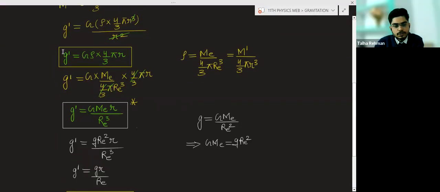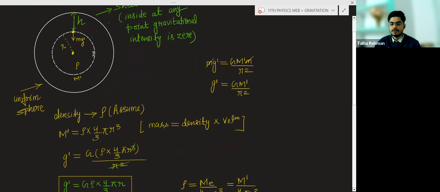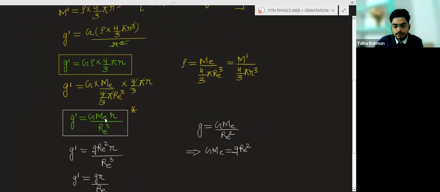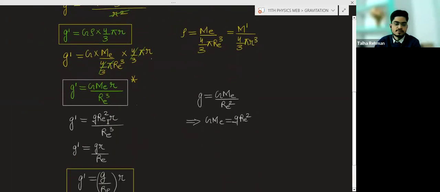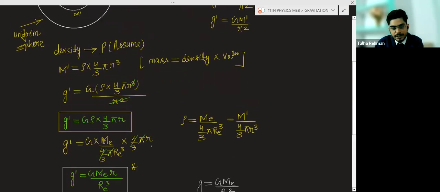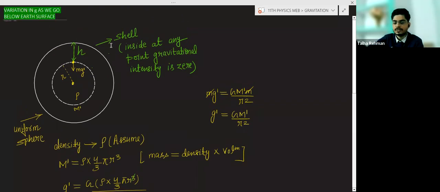Now what we have done, we get the value of acceleration due to gravity at a distance r from the center of the earth. This r is from the center of the earth. Here we get this value, and we put the value of rho, and we have converted this formula in terms of the mass of the earth and the radius of the earth. And now after that we converted this formula in terms of the acceleration due to gravity on the surface of the earth. Now we will convert this formula in terms of this h. Okay, so let us discuss this h.